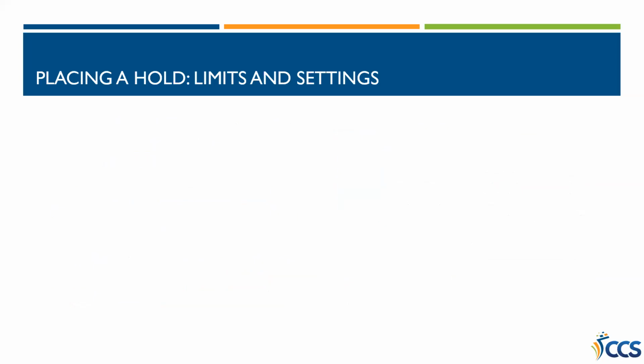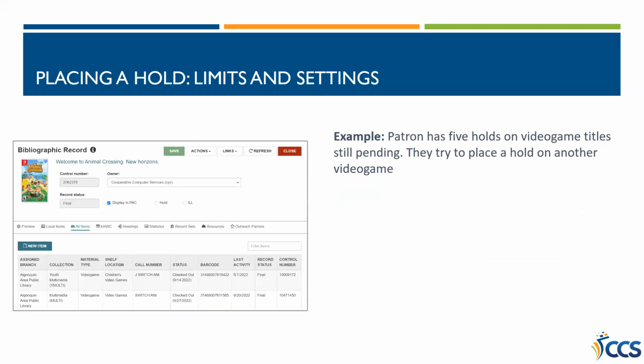So I want to show you some examples to see how these material type limits and restrictions can impact placing a hold. So this first example we have is when a patron reaches a certain material type limit. Here we have a patron who already has 5 still pending holds on video game titles, and they're trying to place a hold for another video game. So they're placing a hold for a location that limits users to 5 video game holds, right? They're already at their cap.